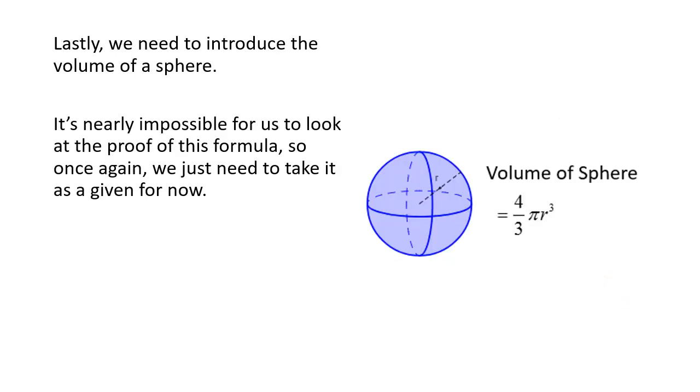The last one to introduce is this sphere. We didn't really talk about the surface area of a sphere in section 2. It wasn't really brought up, but the volume of a sphere is mentioned in section 3. If you're curious about the surface area of a sphere, you can certainly look it up. It's 4 pi r squared in case you want to see it. But the volume here of a sphere is 4/3 pi r to the third.